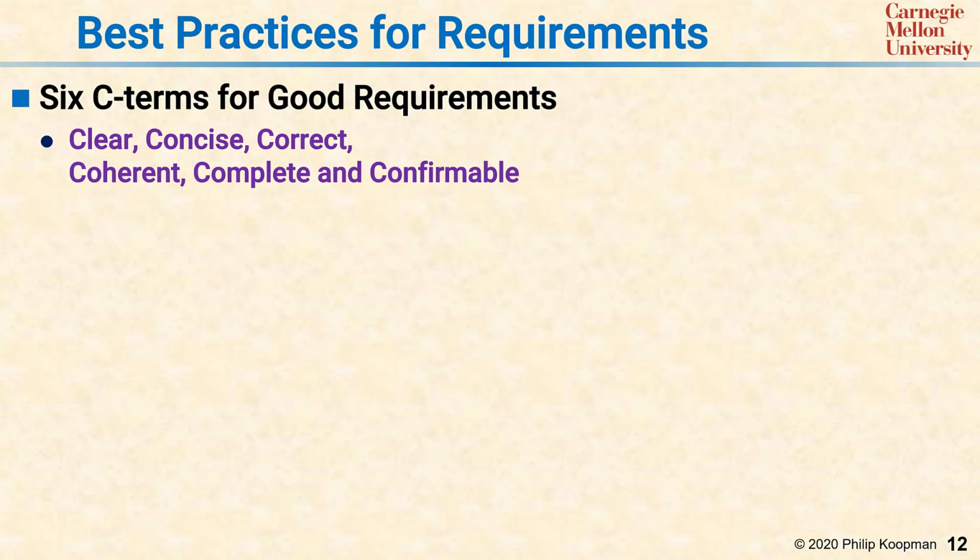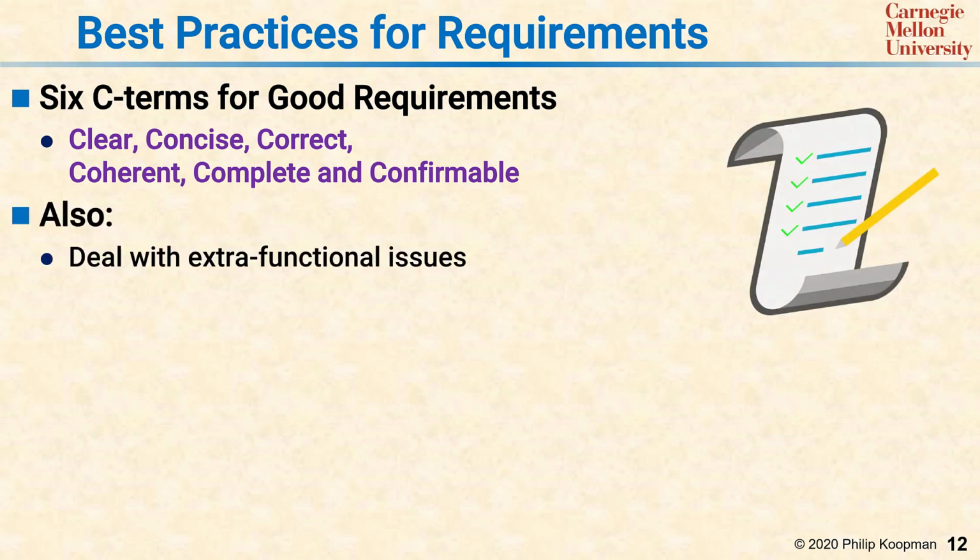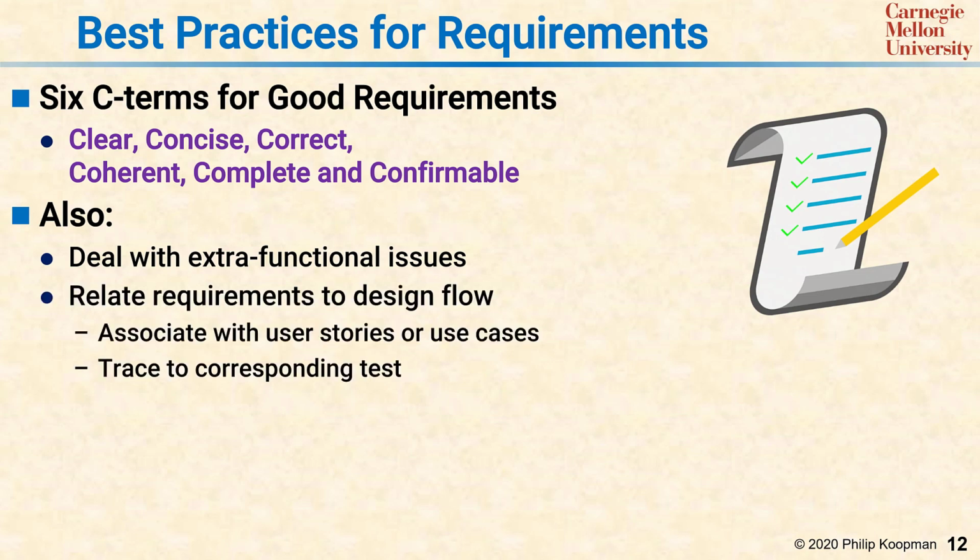Summing up, here are best practices for embedded software requirements. Requirements engineers often talk about the 6 C's for good requirements. A good requirement is clear, concise, correct, coherent, complete, and confirmable. Also, a good set of requirements deals with extra functional issues and relates the requirements to the design flow, going back up to user stories and product requirements, but also across the V to figure out which tests actually test to make sure the requirement has been met.